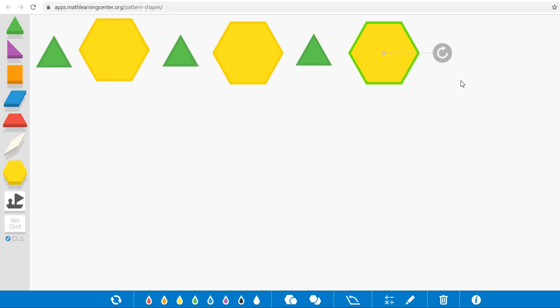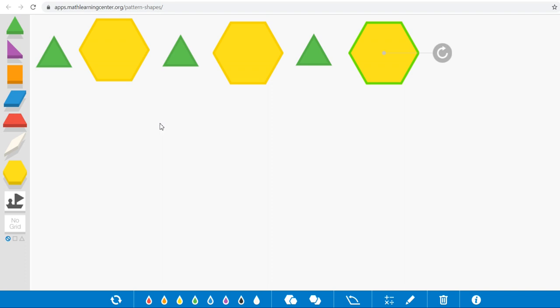And I know this is probably just review for you. You're like, Mrs. Adams, I already know how to do this. I know that. I'm just playing and having fun too. So now this is an AB pattern. Now I'm going to create another pattern.